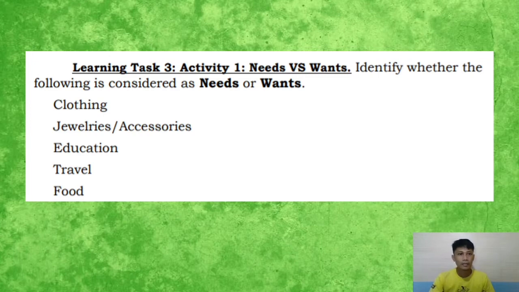Okay, next, learning task number 4. So this one is which is suitable for you. Read and identify the type of business suitable for each scenario. So there are 5 scenarios given in this activity. What you're going to do, you need to analyze kung ano ba yung suitable business para dun sa scenario ng bawat isa. So, no need to copy, just answer only.